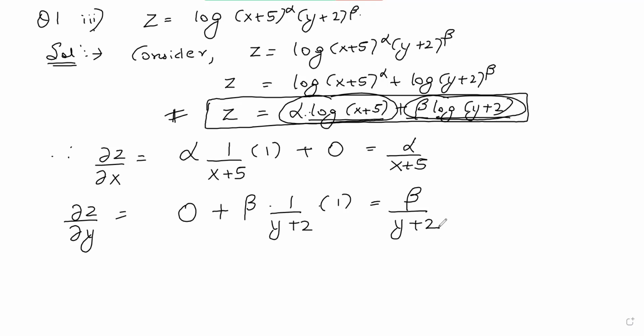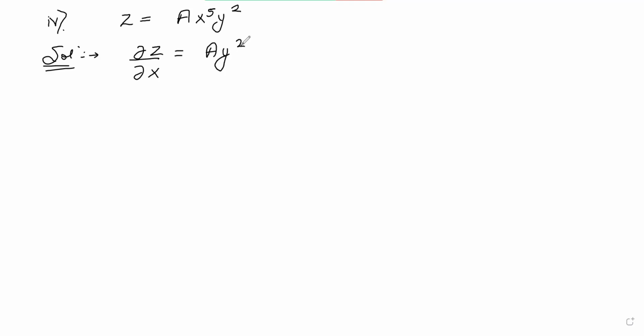Okay, let's look at part 4. So if I erase all this off, question 1, part 4 is as follows. We are given that z is equal to a x to the power 5 y square. Again, if I find del z by del x, I'm partially differentiating with respect to x, treating y as a constant. So a y square is a constant. The derivative of x to the power 5 is 5x to the power 4. So my answer is 5 a x to the power 4 y square.